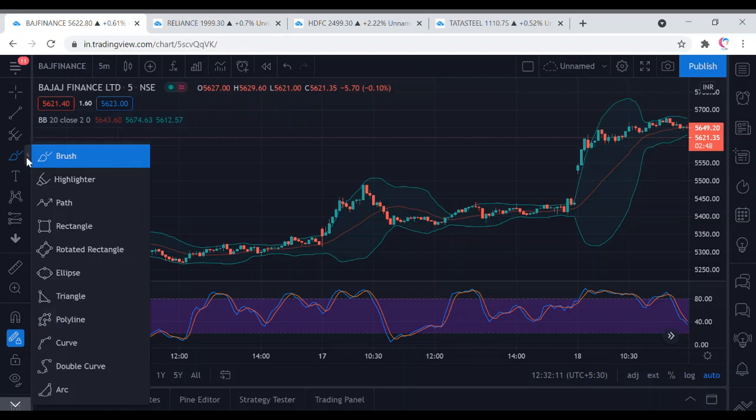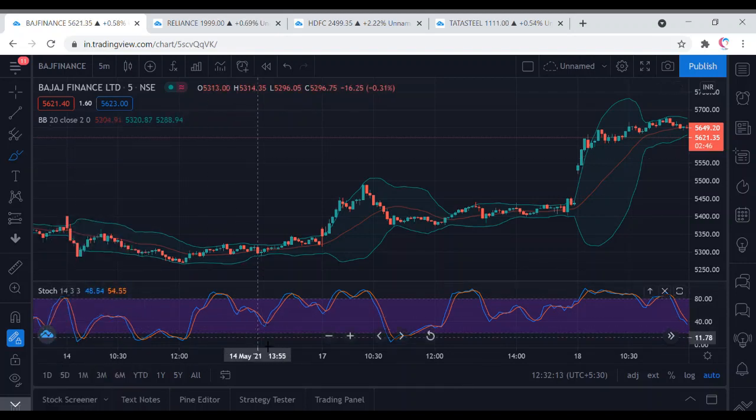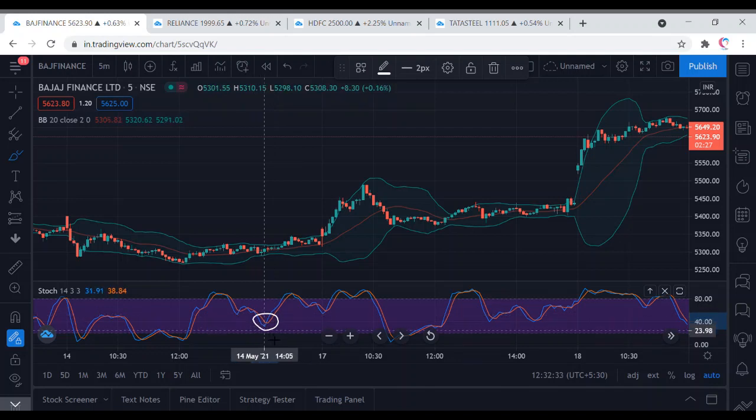So first we'll talk about the requirements in the stochastic indicator. In this stochastic indicator, you need to look after the blue line. That is the K indicator. On my chart, it is blue. On your chart, it may be of some different color. So you need to look after the K percentage indicator. Whenever this blue line or K percentage indicator goes above the red line, that will be a buy signal. And whenever it goes below the red line, that will be a sell signal.